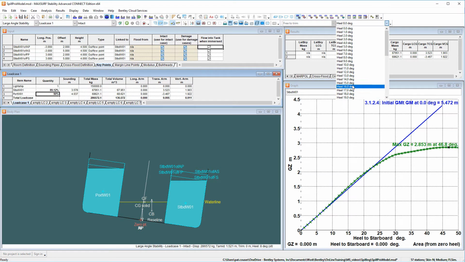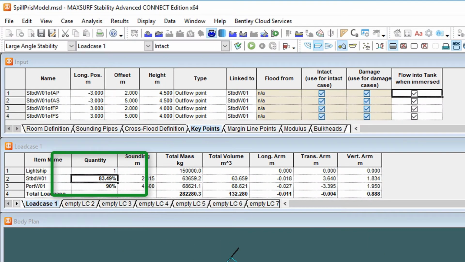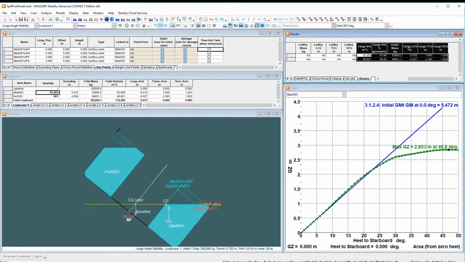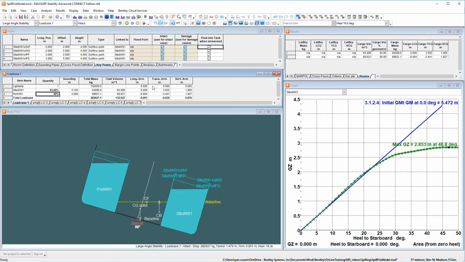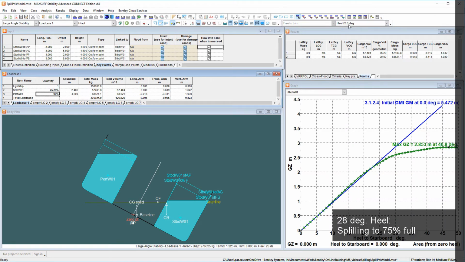Post-analysis, you can set the display to any heel angle and view the tank filling level graphically, as well as the volume of the remaining fluid in the tank, in both the load case and the room results tables. This feature is described in greater detail in the MAXSURF Stability Manual.